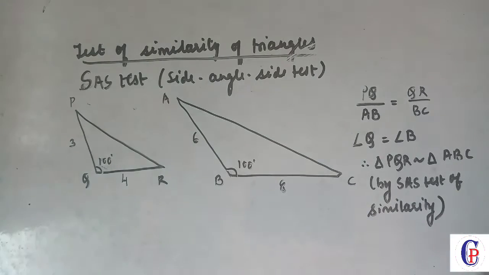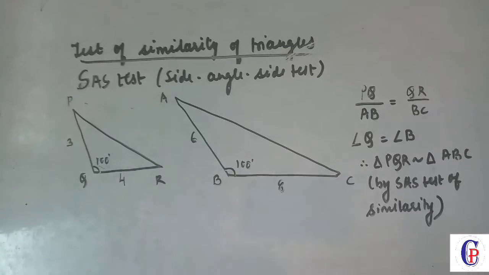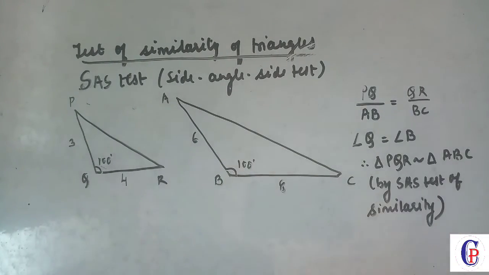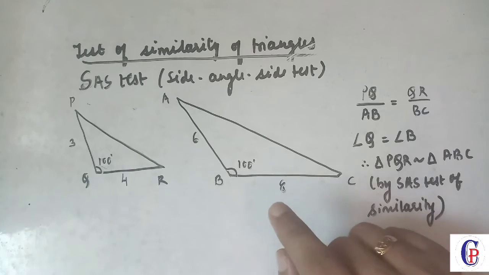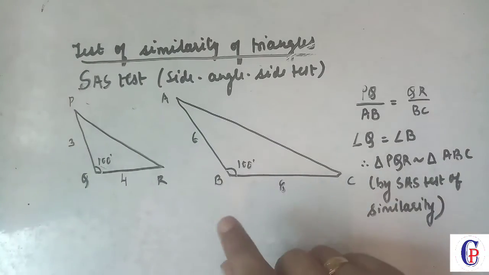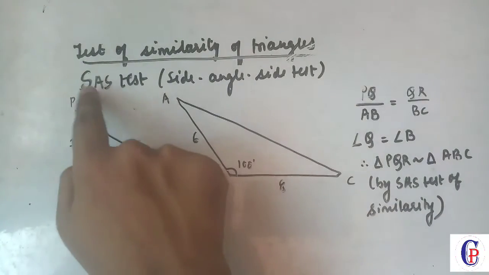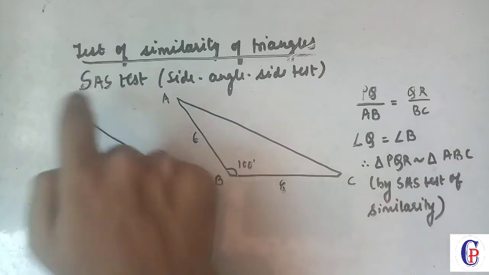Right? So we need to get the ratio of two sides equal, but which angle is it? If you see here, this angle is between these two sides. You cannot take any angle. It should be between the two sides. So this says between two sides there is an angle.